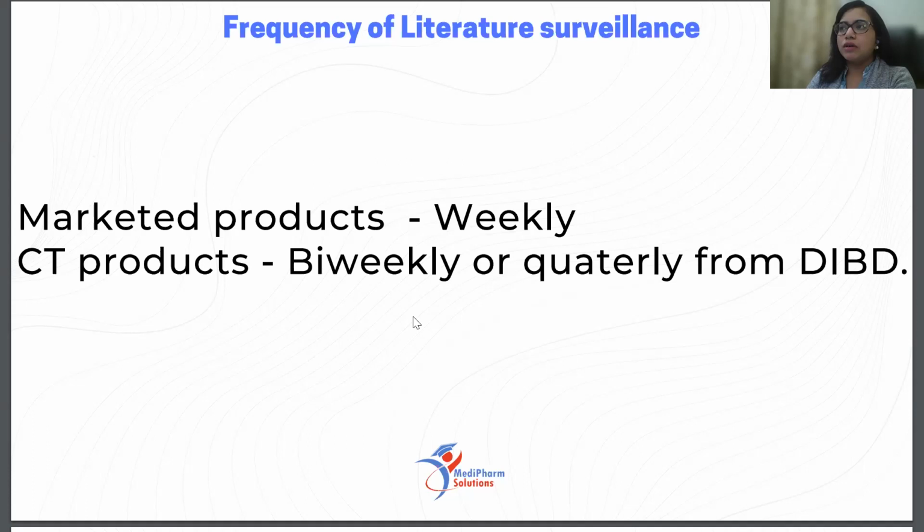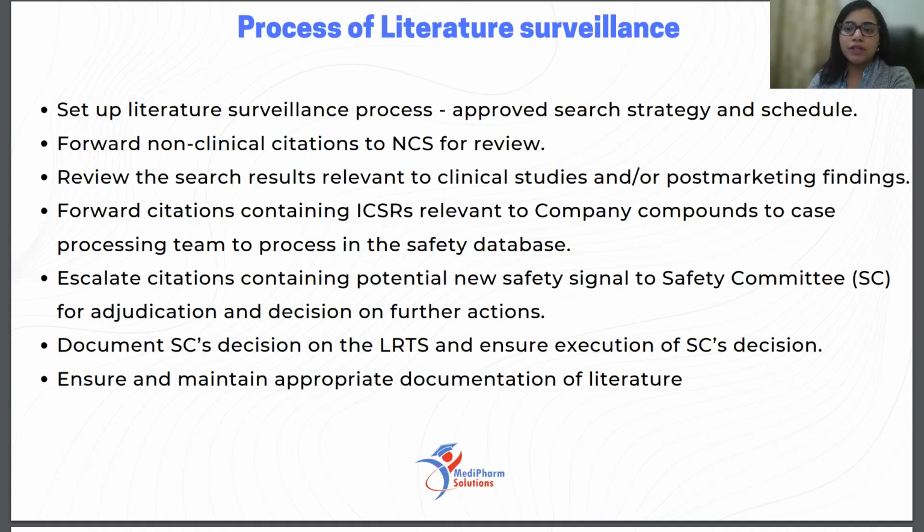And that's about the frequency of this literature surveillance. And coming to the process of the literature surveillance, how the setup is done, how we are going to deal with the non-clinical citations and the clinical citations, we're going to discuss more about it. There will usually be a set criteria and a search process. There will be an approved search strategy and a schedule for this literature surveillance process.